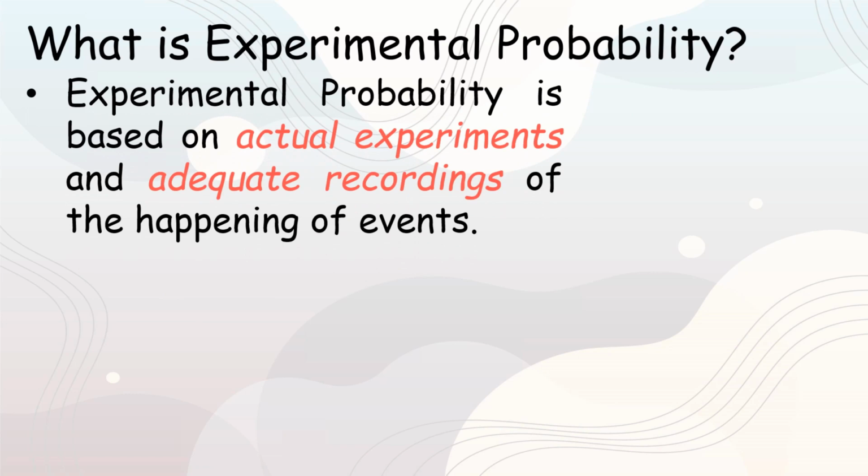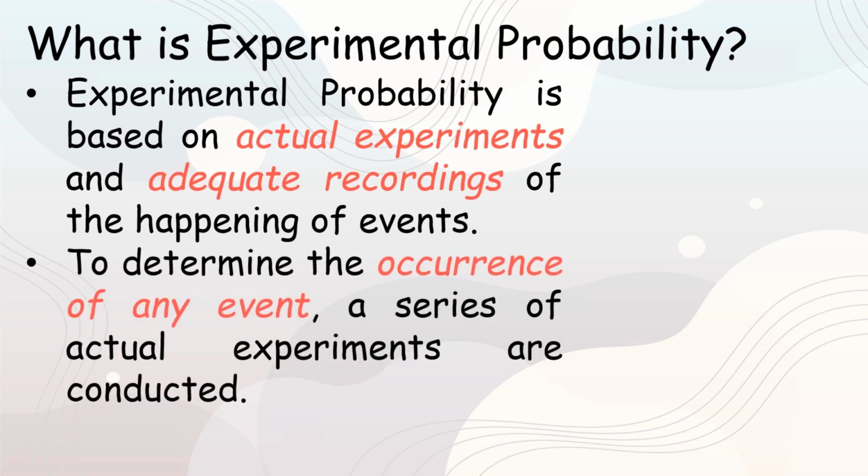Okay, so what is experimental probability? When we say experimental probability, it is based on actual experiment and adequate recording of the happening of events. And to determine the occurrence of any events, a series of actual experiments are conducted. So, pag sinasabi nating experimental probability, yan po yung actual experiment, no? Or actual happening of events, no?